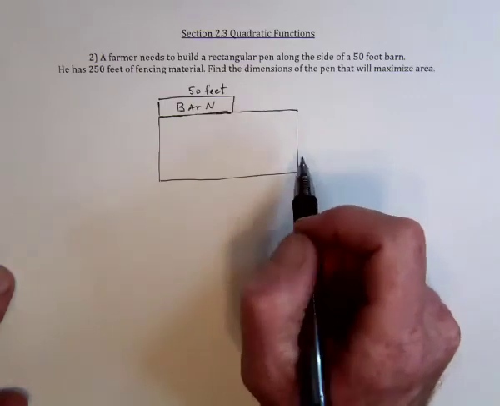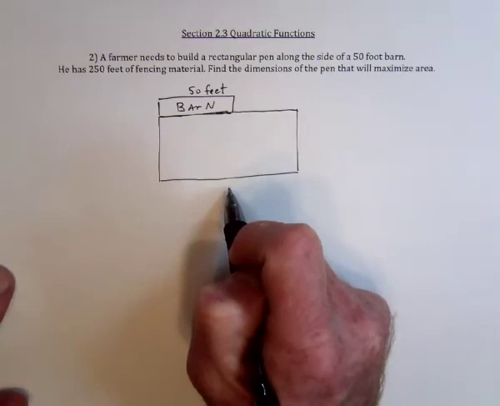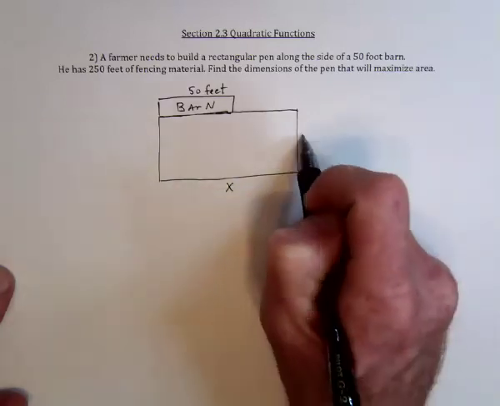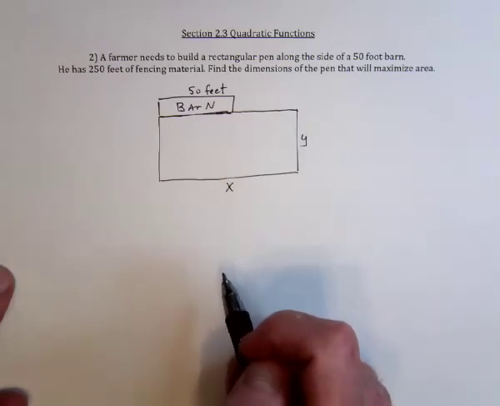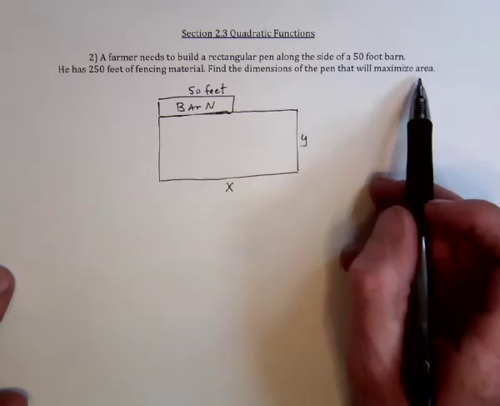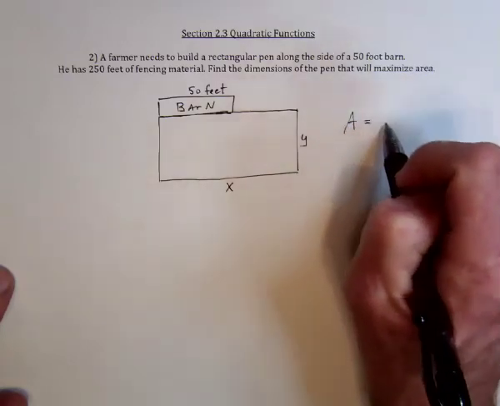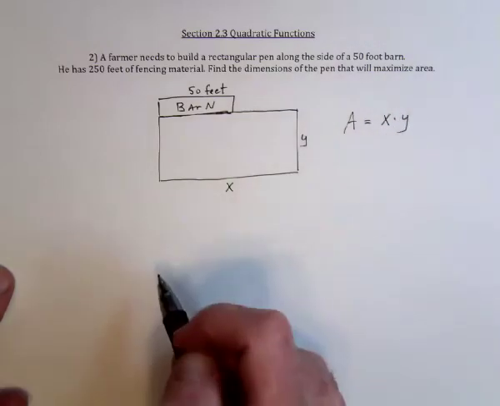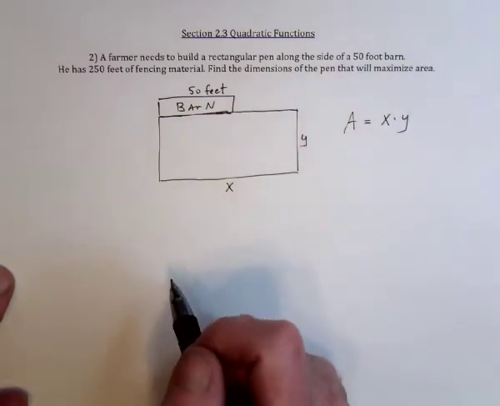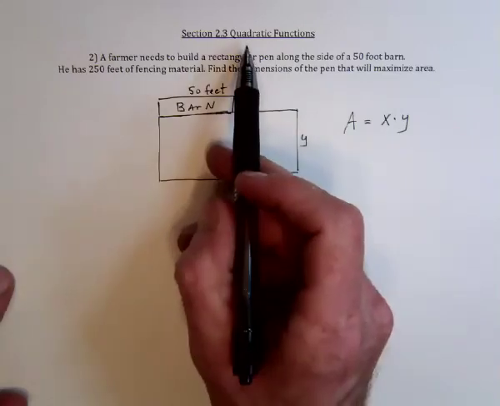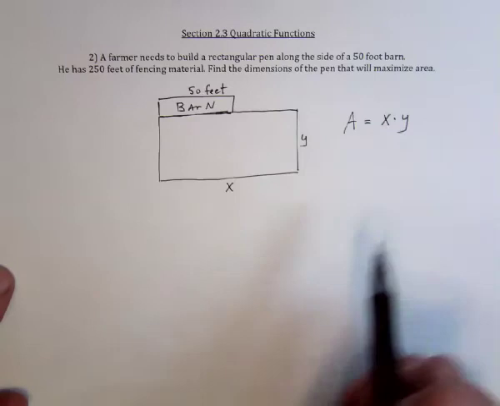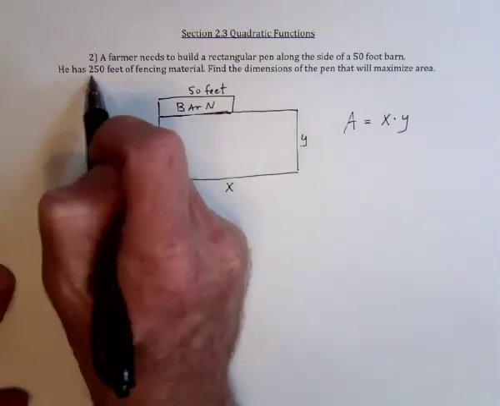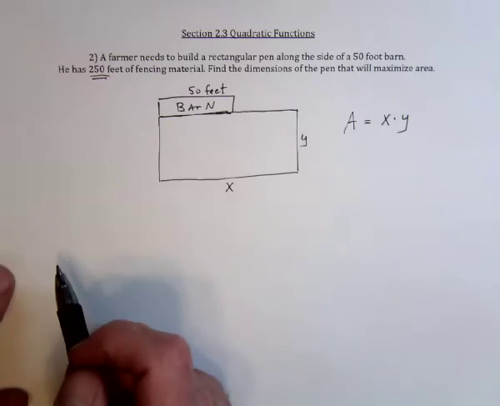And since I don't really know what to use for the sides, I'm going to have to use variables. I can just use, let's say, x and y. And now the question is to maximize the area. Area is equal to, for a rectangle, that's easy enough, you multiply the two sides. The only thing is this whole section is on quadratic functions, which means that this really should be a function of just x, and in fact have an x squared in it.